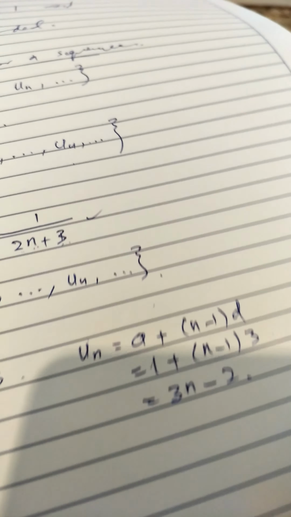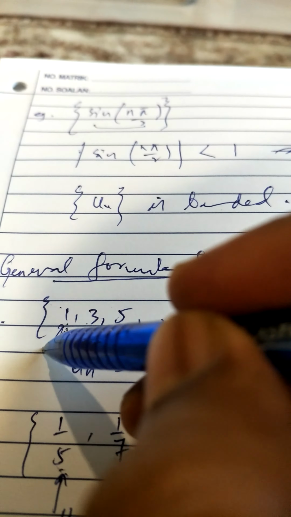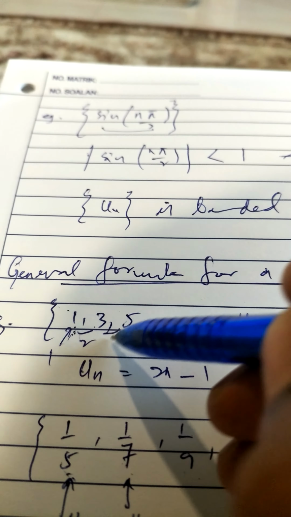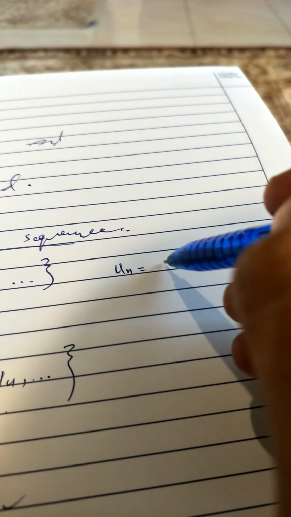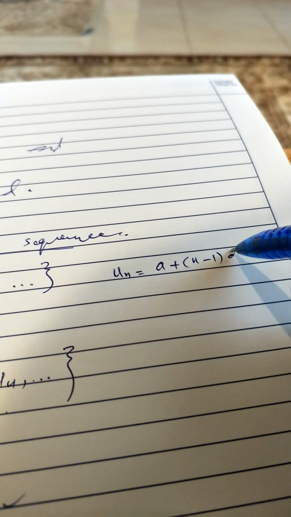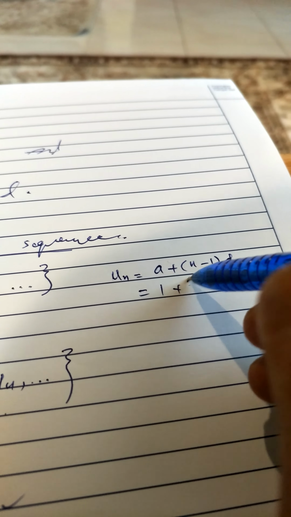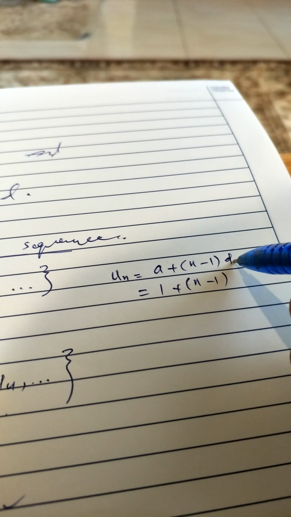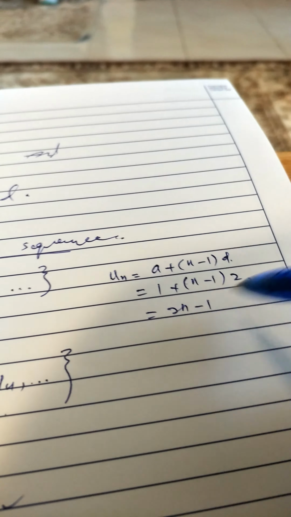Okay, you can do the same here. Just a simple example. The first term here is 1, and the difference is 2 everywhere. So you can find un using that formula, a plus n minus 1 times d. So we have 1 plus n minus 1 times 2, so we have 2n minus 1. See, it's just the same.